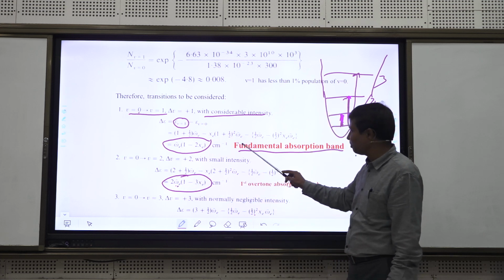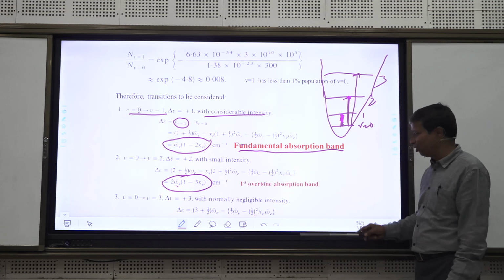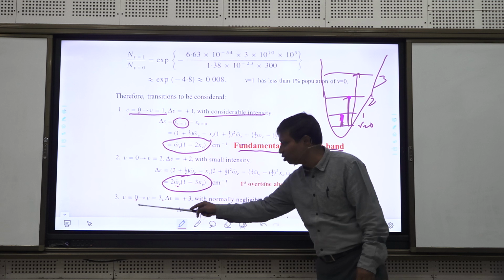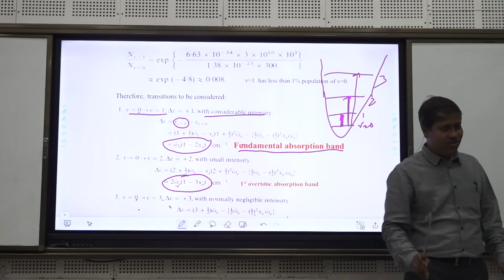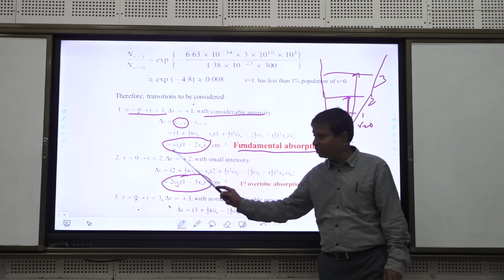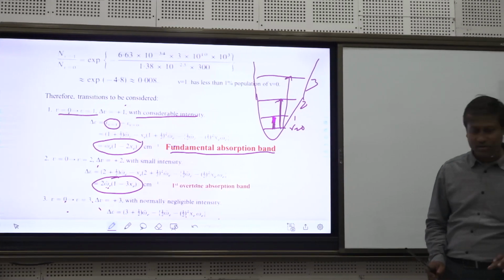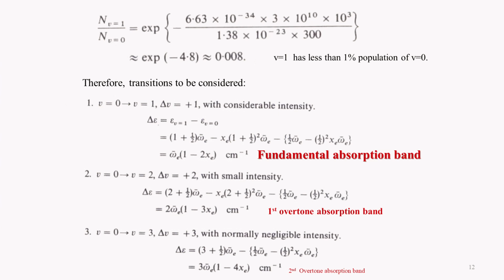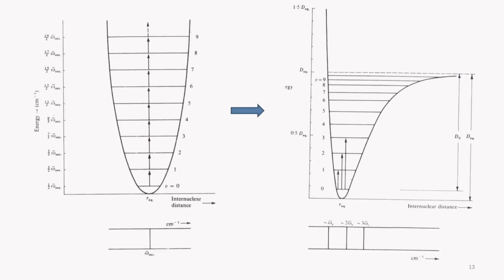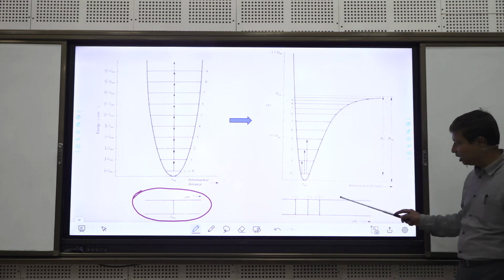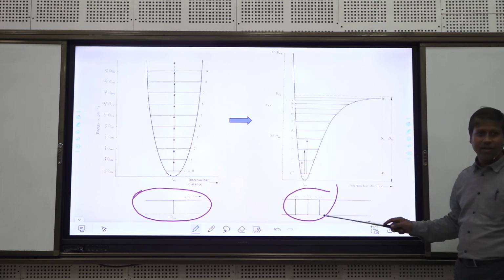This is called the fundamental absorption band, this is called the first overtone, this is called the second overtone, and if you keep on thinking 0 to 3, 0 to 4, 0 to 5, but in reality we see the fundamental absorption band and then the first overtone. Other bands' intensity is so small that we don't see them in reality. So what we have learned so far is that a simple harmonic motion gives one band, and now an anharmonic oscillator gives you multiple bands.